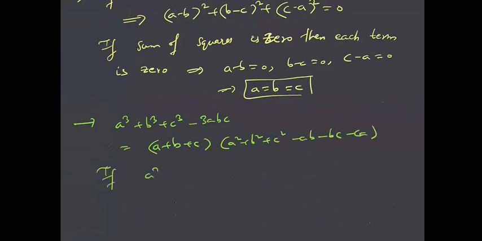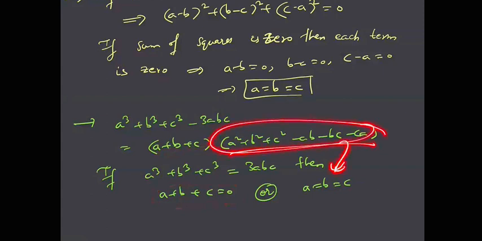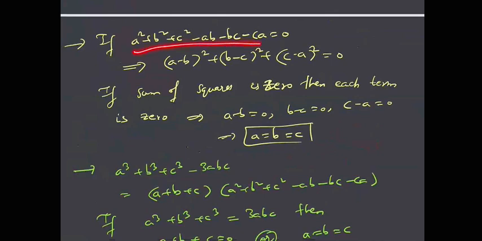Now if a cube plus b cube plus c cube is equal to 3abc, okay, then two cases are possible. Either a plus b plus c is equal to 0, or a is equal to b is equal to c. So either a plus b plus c should be 0 or this should be 0. And if this is 0, it means that a should be equal to b should be equal to c, right? So a square plus b square plus c square minus ab minus bc minus ca is 0 if and only if a is equal to b is equal to c. Okay.